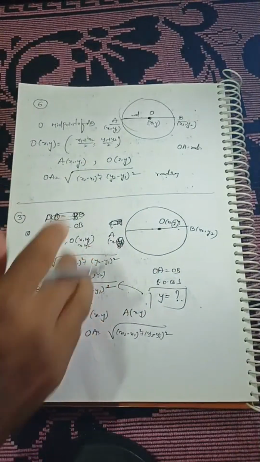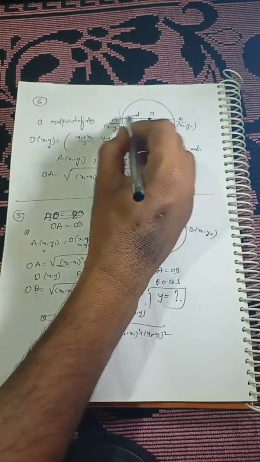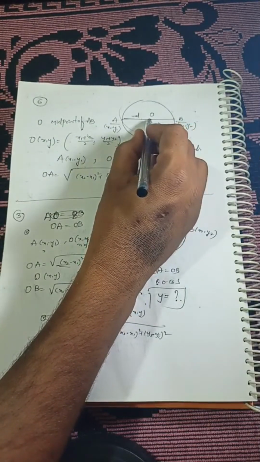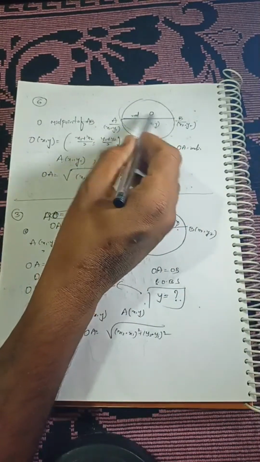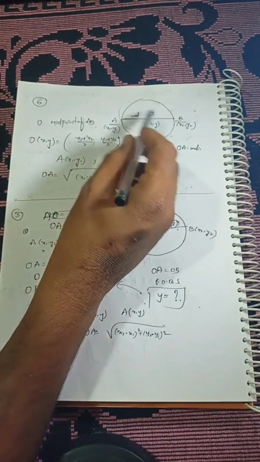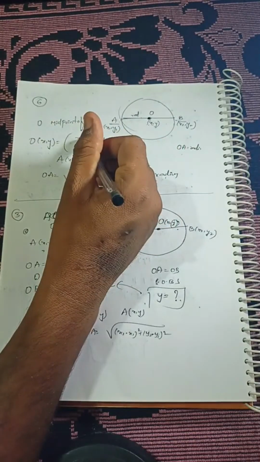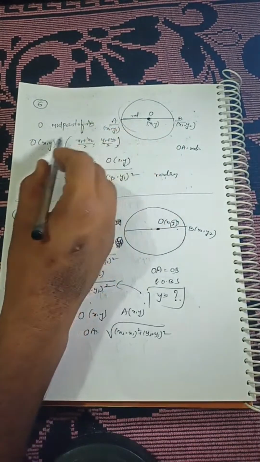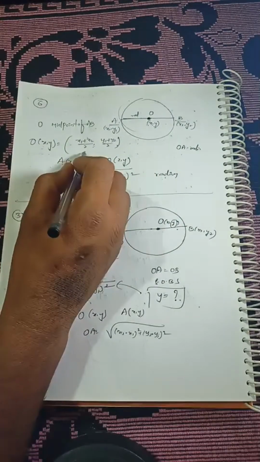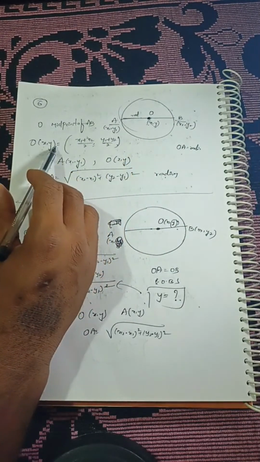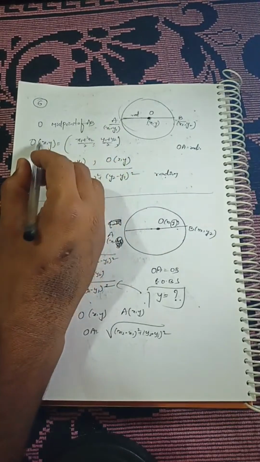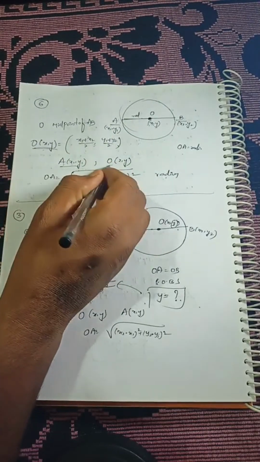Now see question number C, how to do it. Diameter is given. What is diameter? Diameter is nothing but we have to find out the midpoint easily. O is the midpoint of diameter AB. What is the O value? O is the midpoint of AB. That means x comma y equals x1 plus x2 by 2, y1 plus y2 by 2. Then substitute and you get the O value. After getting the O value, take the A value and the O value.